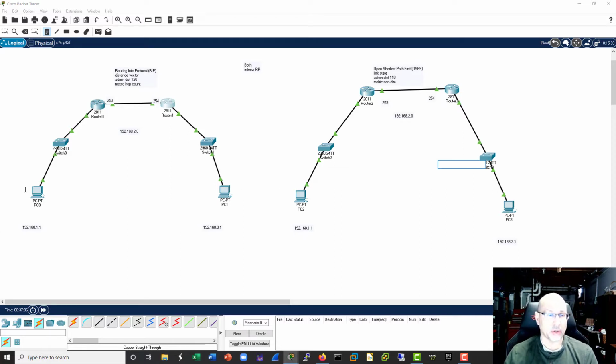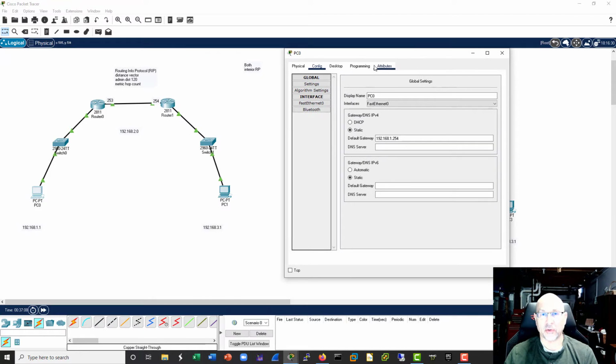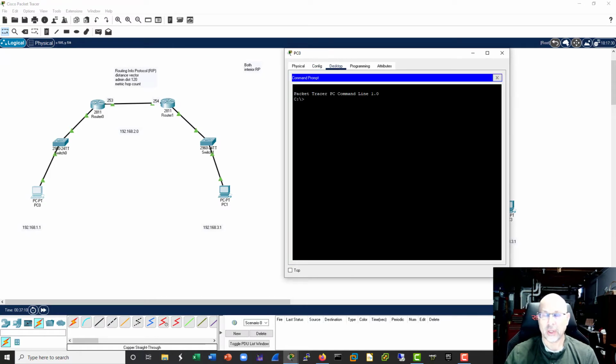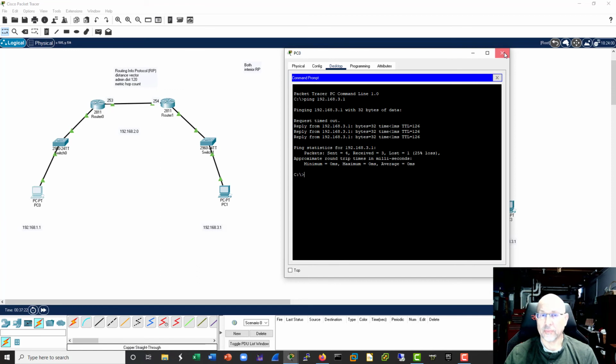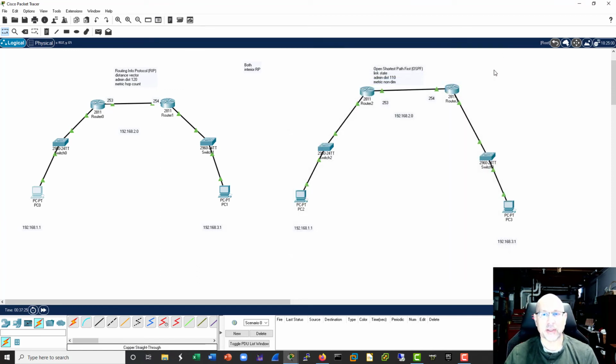We have now learned the entirety of the topology, and so theoretically I should be able to ping all the way across. Now the first one will time out, right, because we've got to wait for the ARP tables to update. There we go. Success. All right. Well, let's try this on OSPF.